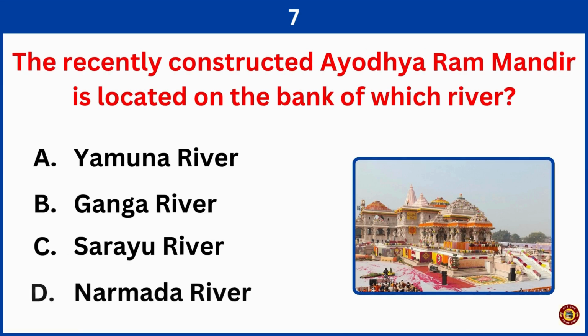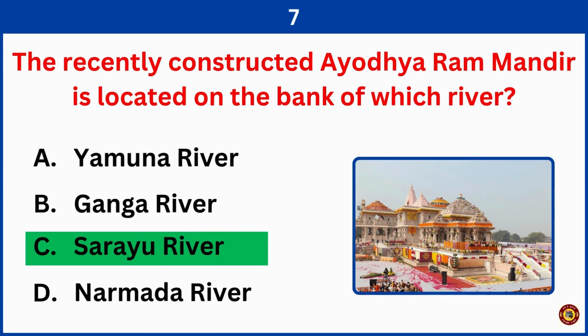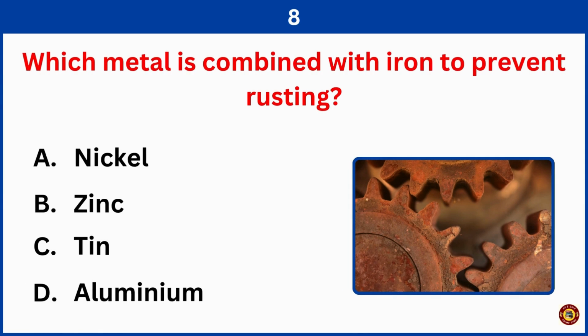The recently constructed Ayodhya Ram Mandir is located on the bank of which river? Right answer is option C, Sarayu River. Which metal is combined with iron to prevent rusting? Right answer is option B, zinc.